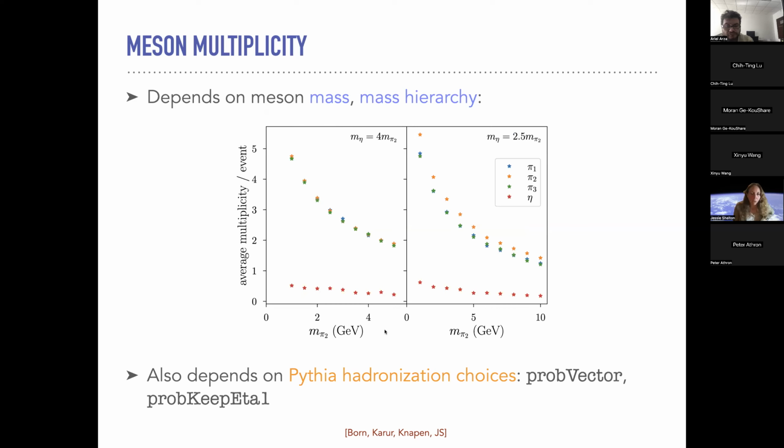This is, again, strongly dependent on the overall mass scale of the Hidden Valley particle. We're showing here two different cases, one where the 3 pi decay is open and one where it's closed. In this case, one obvious thing to notice is that the eta multiplicity is much smaller than the pion multiplicity, and that's basically because it's heavy. It's less likely to be produced in hadronization, mostly because of its mass.